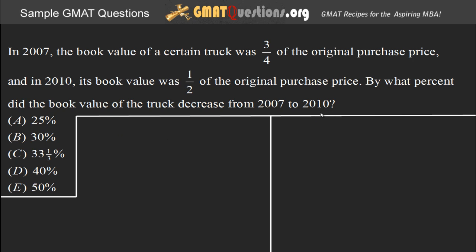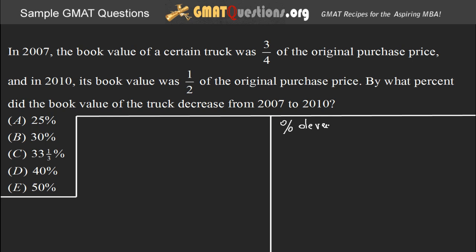Okay, here we have now a percentage decrease because we went from 3/4 to 1/2, which is a smaller number. In the previous question, we had a percentage increase. Now let me give you the formula for a percentage decrease.